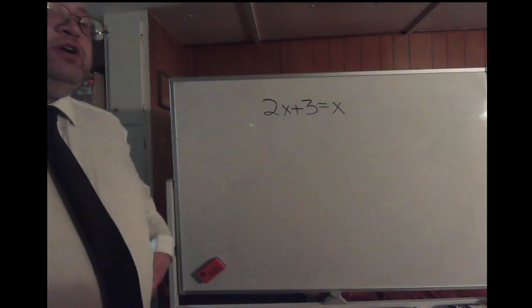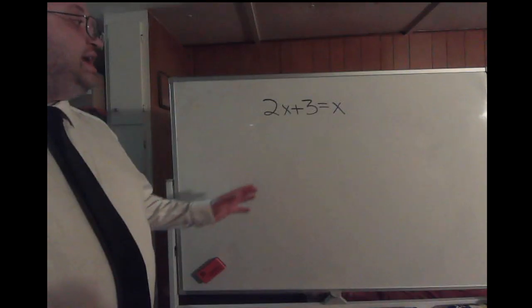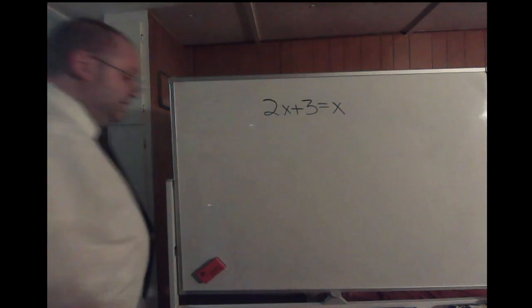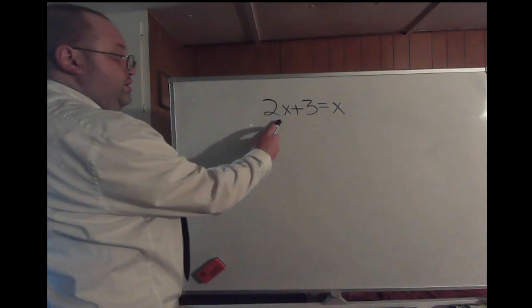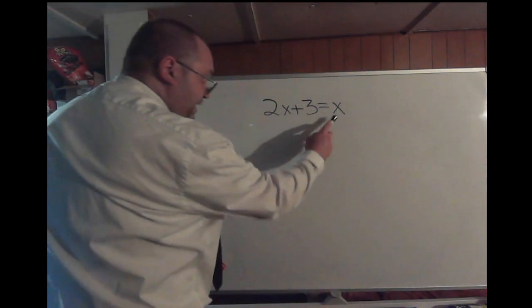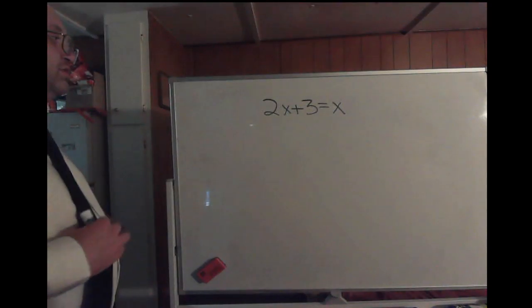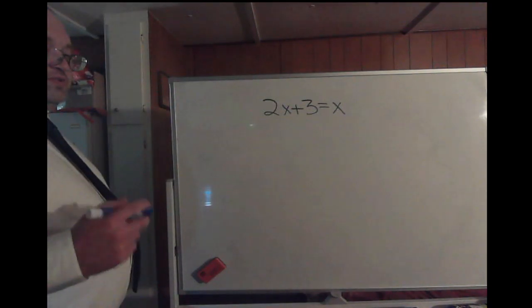So today we are going to solve equations that have variables on both sides of the equation, such as this example right here. We have 2x plus 3 is equal to x. Well, how do we solve an equation that has variables on both sides?